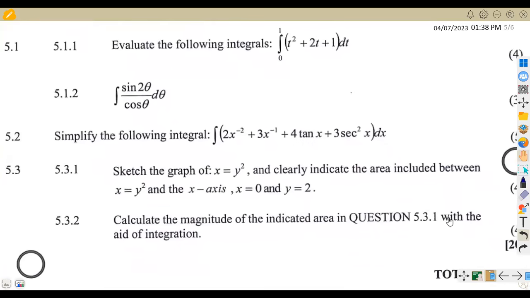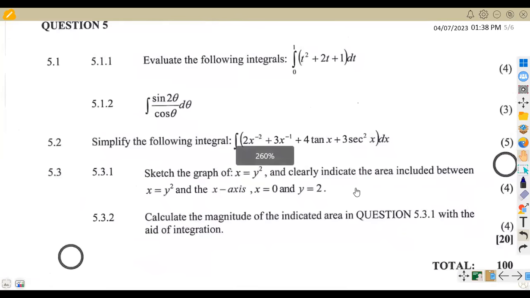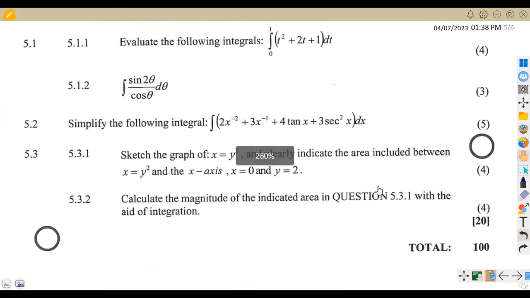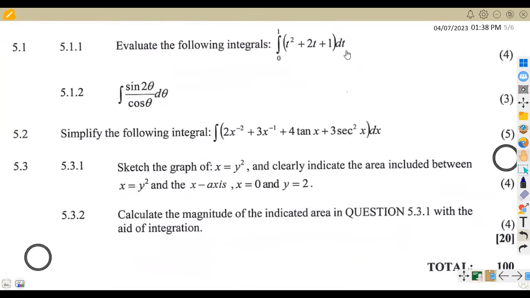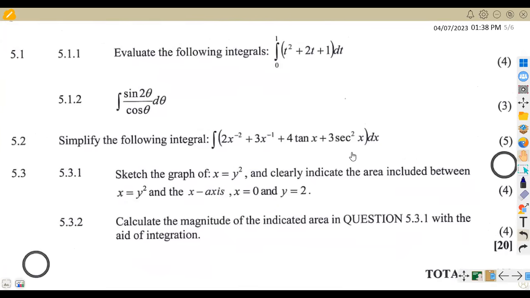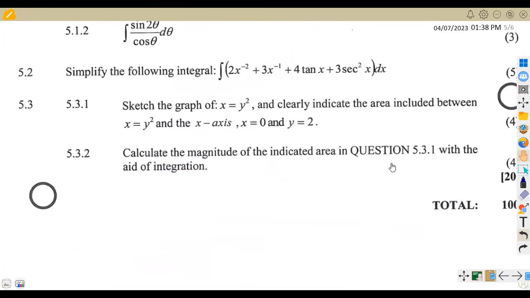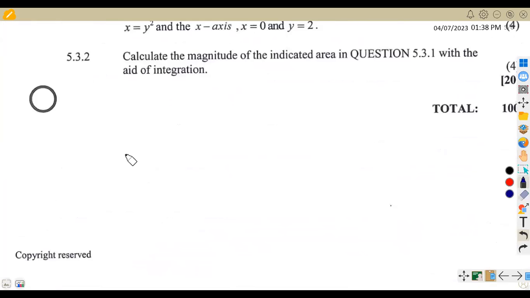All right, so question 5.1, evaluate the integrals that you are given with respect to t. Okay, so this dt means with respect to t. And we've got the limits in this case from 0 to 1. Okay, so that's question 5.1. Let's see how we're supposed to answer this typical question. So we're given the integral of t squared plus 2t plus 1 with respect to t.